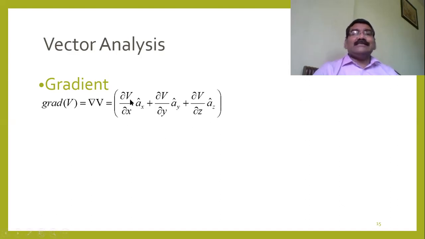Now, how to understand this? The formula is very simple. It is a scalar quantity acted on by the del operator. Del is the partial differentiation: ∂/∂x ax, ∂/∂y ay, ∂/∂z az. It is the partial differentiation in the Cartesian coordinate system. Now, when it is multiplied with any scalar quantity, here we have taken temperature.